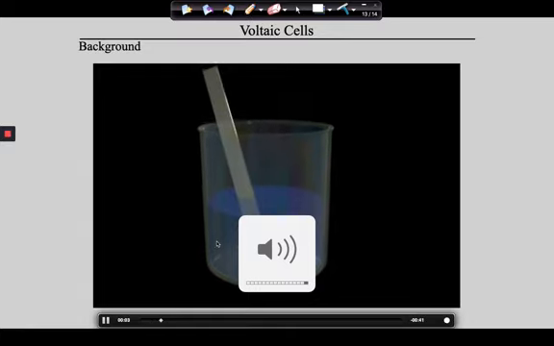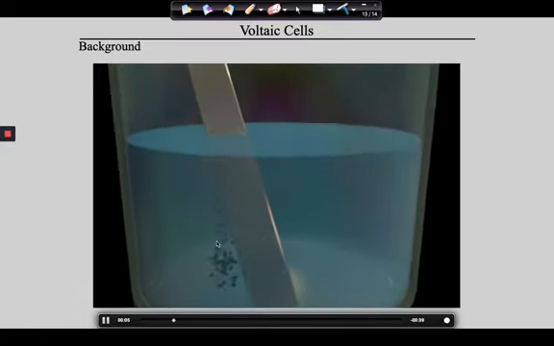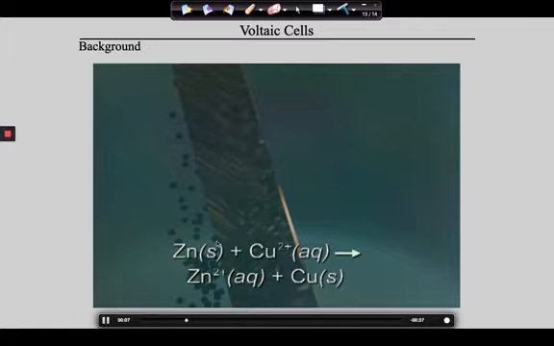When a zinc rod is immersed in an aqueous solution of copper sulfate, a similar oxidation-reduction reaction occurs.